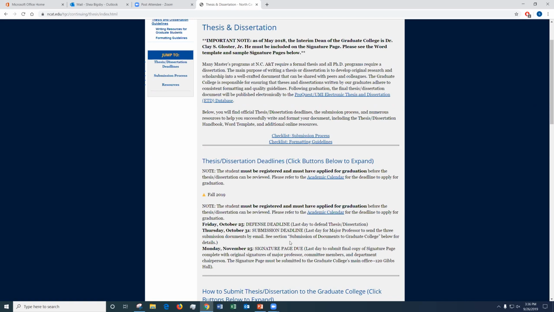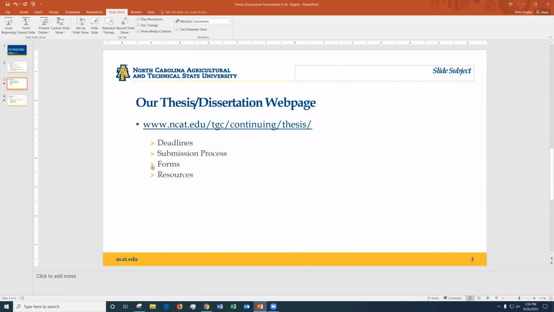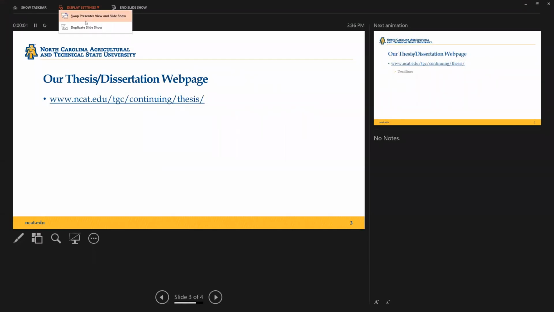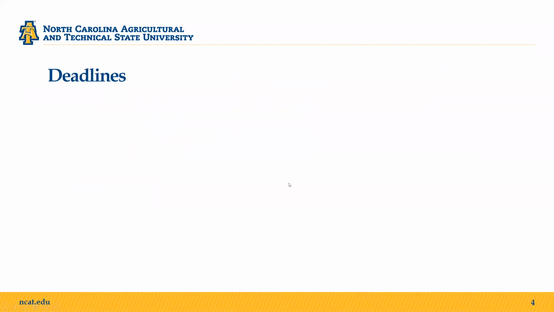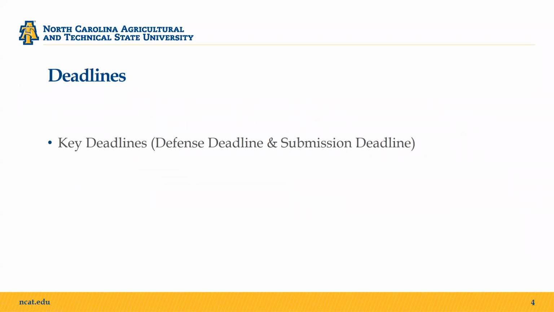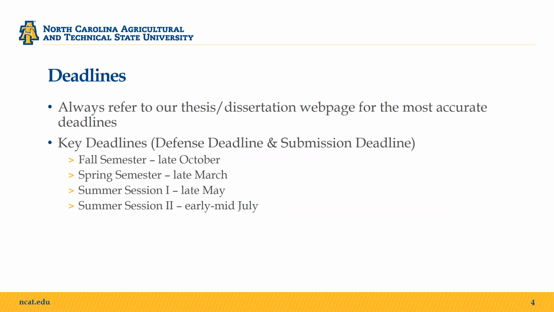First, for fall 2019, the defense deadline is marked as Friday, the 25th of October. And then the submission deadline is Thursday, October 31st. Now, I'm going to go into more detail in a moment about what those mean. But let me just quickly show you some points about the deadlines.